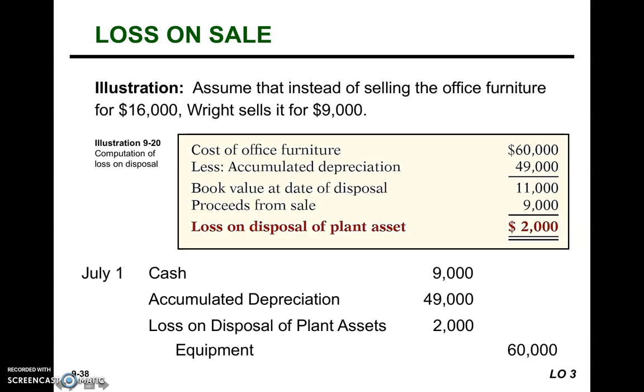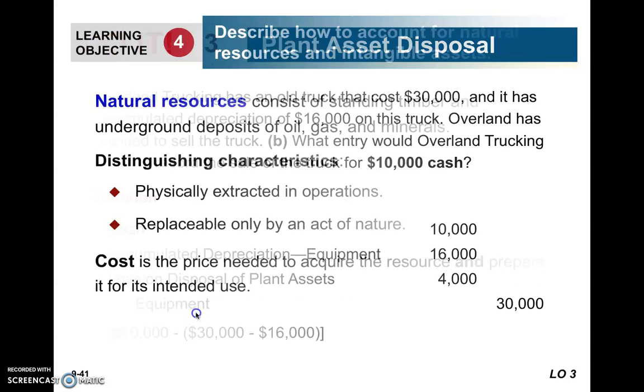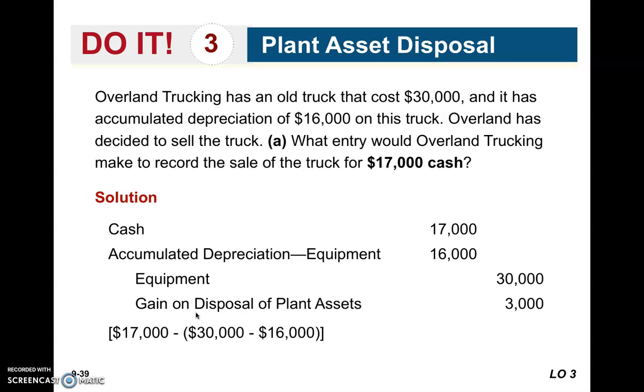So now let's go over what happens when we, actually we're finished with objective 3. I can go over one more example. In this case, we have a truck. We have a company, a trucking company that has an old truck. The cost is $30,000. It has accumulated depreciation of $16,000, and they decided to sell it. Now, question number A, scenario number A. What entry would Overland Trucking make to record the sale of the truck for $17,000 cash?